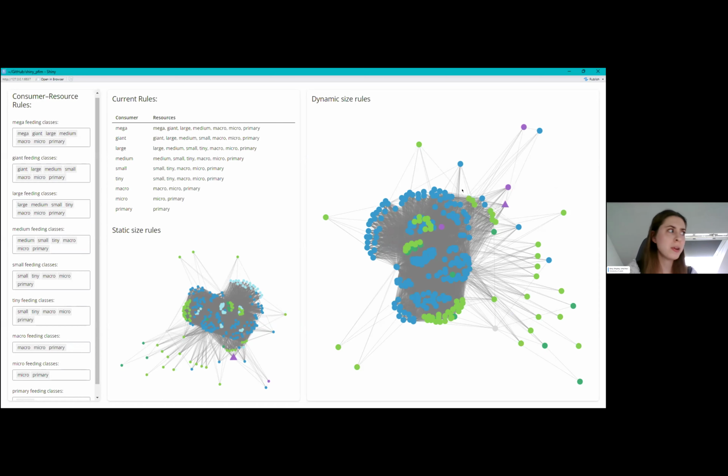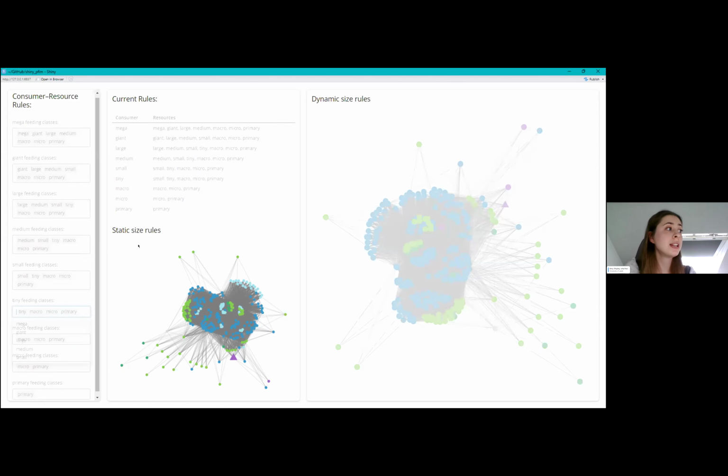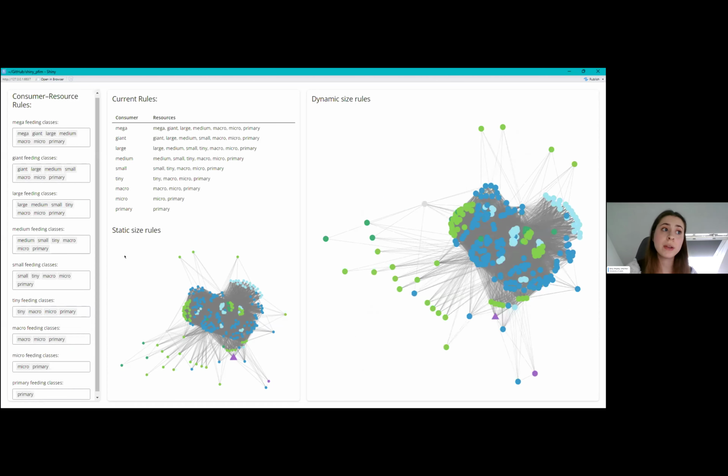So you can see that although it was only this one tiny change, we only let one size category feed on something larger than itself, and already it's had major alterations to the food web. But again, that isn't necessarily something that you would do. It doesn't make a lot of sense logically, especially if we're using optimal foraging theory.